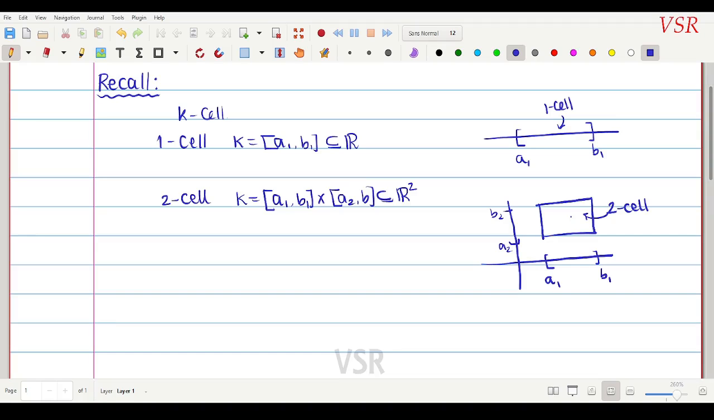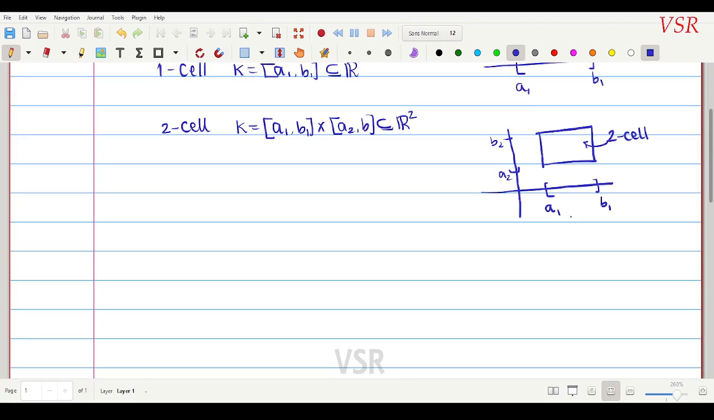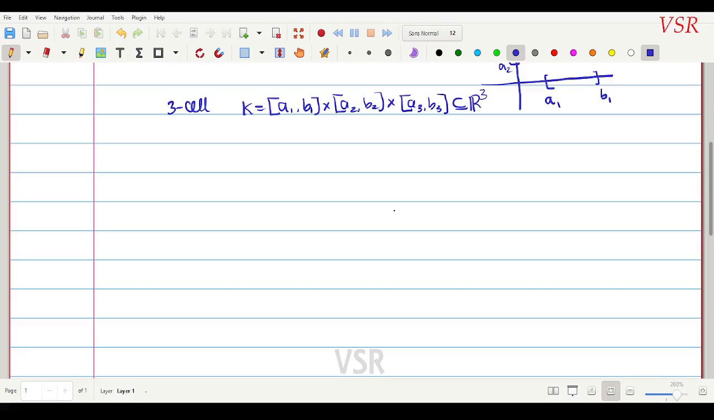Okay. Similarly, what do we get for a three cell? A three cell is K of the form [a1, b1] cross [a2, b2] cross [a3, b3]. So this must be a subset of R3. This is called a three cell. I discussed in the last class what a three cell looks like in the picture, but anyhow we will do it today also.